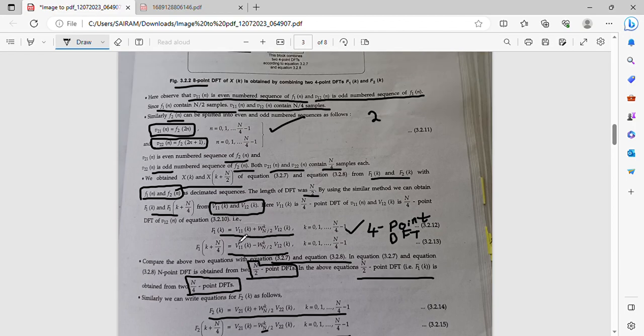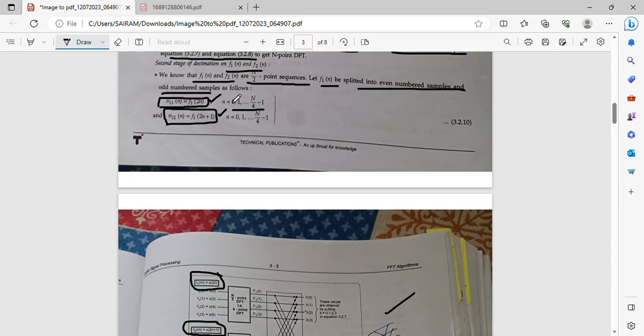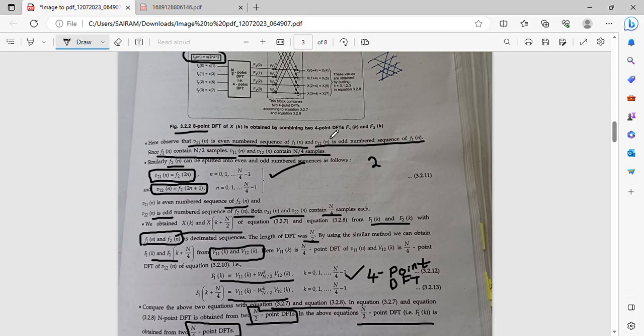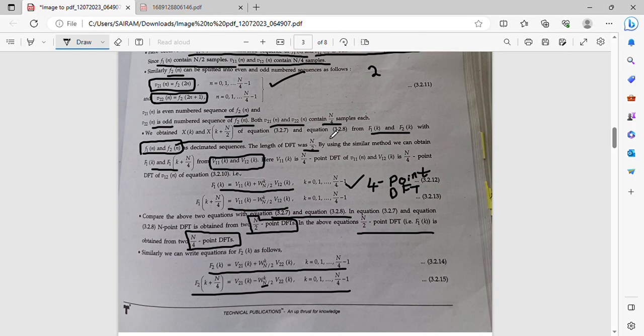So what are these V11 of K and V12 of K? We have already told here that we are going to divide F1 of n into even-numbered and odd-numbered samples, and then we get V11, V12, V21, V22. Then, to find F1 of K and F1 of K plus n by 4, what did we do? We took the DFT of V11 of n, which is V11 of K, and here it is V12 of K, right? I guess you understood each and everything I told you, right?